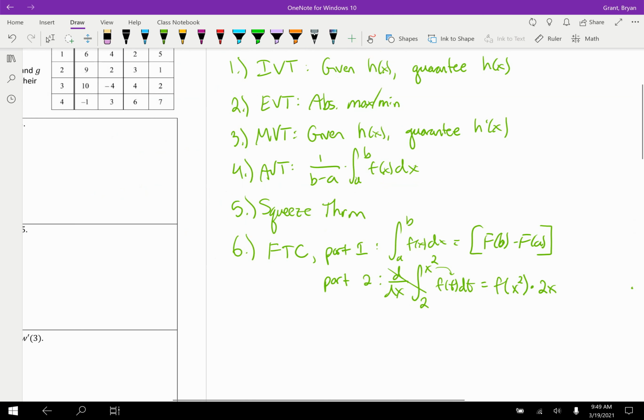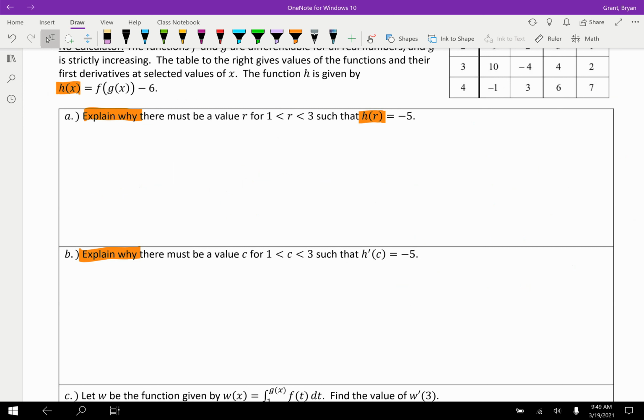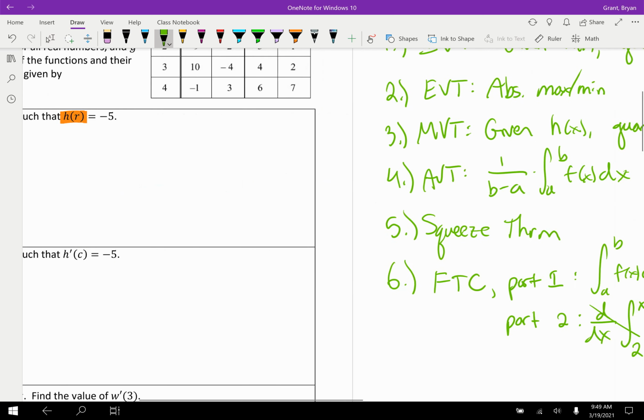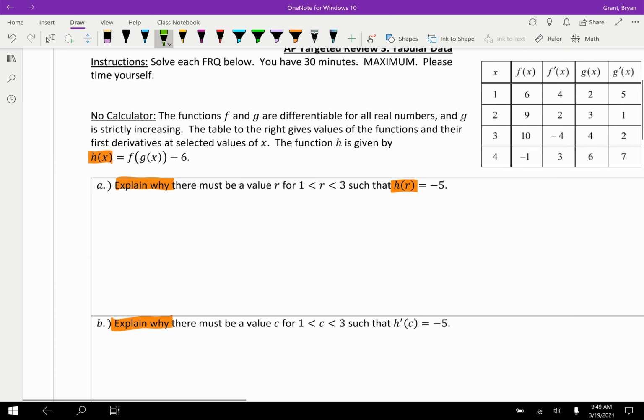All right, so now that we have a brief reminder of those, let's put them into practice. Explain why there must be a value r such that h of r equals something, and we're given h of x. To me, this must be the IVT, right? We're given a function, we're asked something about that function, so let's get to it.